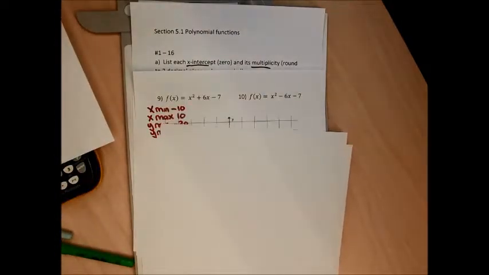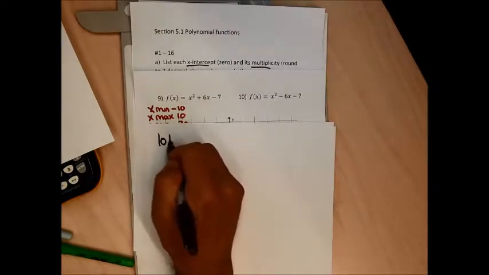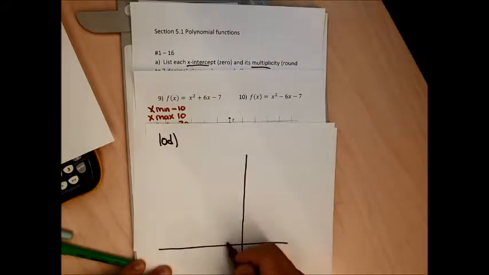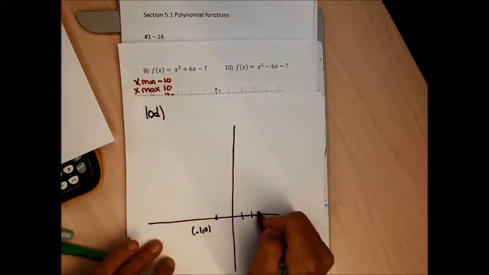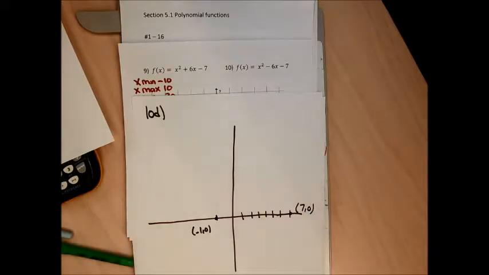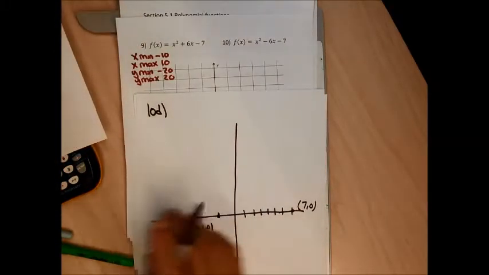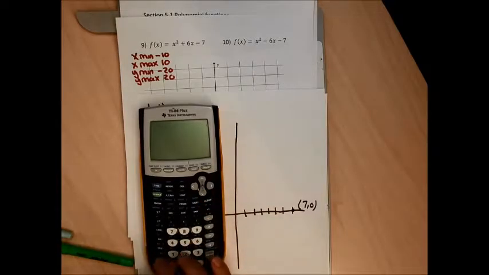It's just a parabola. So for 10D, I'm going to sketch a graph. I'm going to put my x-intercept of negative 1, 0 on my graph, and my x-intercept of 1, 2, 3, 4, 5, 6, 7, 0, and put it on my graph. I also need to get the turning point, which is going to be the vertex of this parabola. I'm going to use that window, and hopefully that works just fine. It's basically the same problem.